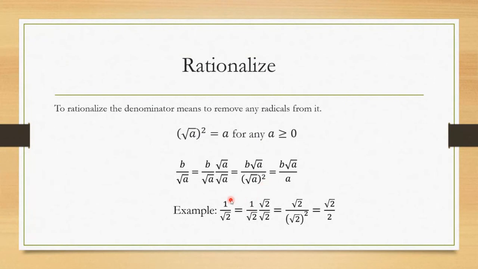Okay, so let me just do some examples. We have this one here, 1 over radical 2. To rationalize this, you could just multiply top and bottom by radical 2. Because on top, you'll have 1 times radical 2, which is just radical 2. On the bottom, you'll have the square root of 2 squared. But again, by this property, that's just 2. So this is what we get.